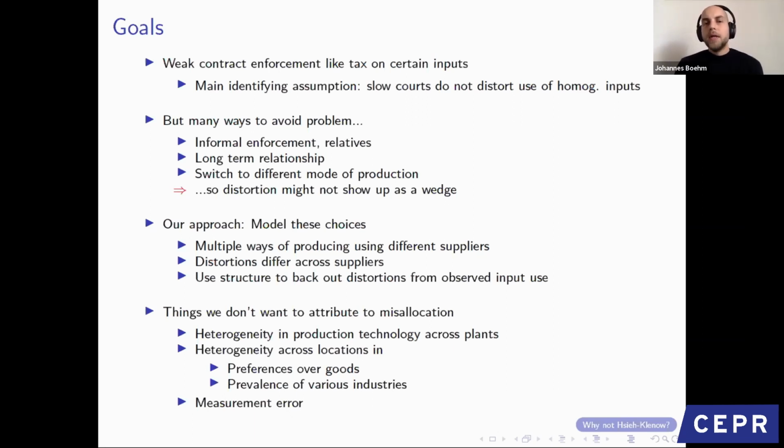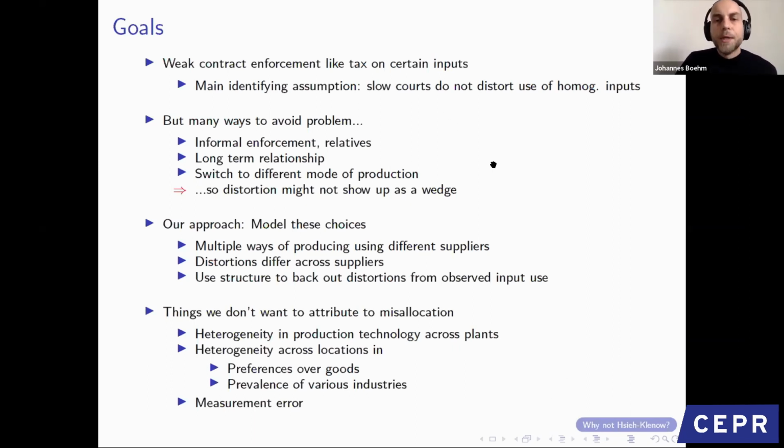Our main identifying assumption will be that slow courts do not affect these other inputs, so the homogeneous intermediate inputs. If they did, then of course, overall, the importance of these contracting frictions or these enforcement frictions would be even higher. So again, in the spirit of trying to provide a lower bound, we're assuming that there are no enforcement problems on homogeneous inputs.